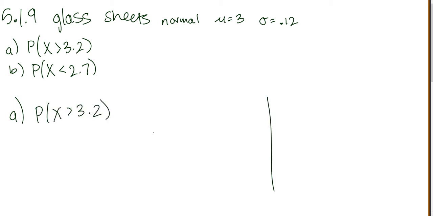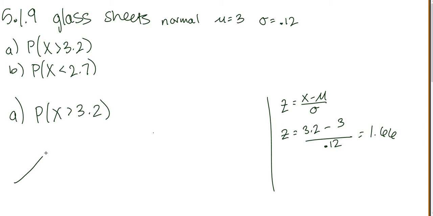Now anytime you find a probability, you have to standardize. When you're working to find a probability for the normal distribution, use this formula Z equals X minus mu over sigma. So in our case, our X value we're interested in is this 3.2. The mean mu is 3. The standard deviation is 0.12. So Z is 1.66. So I always draw a picture and say, okay, here's my 1.66 for Z.